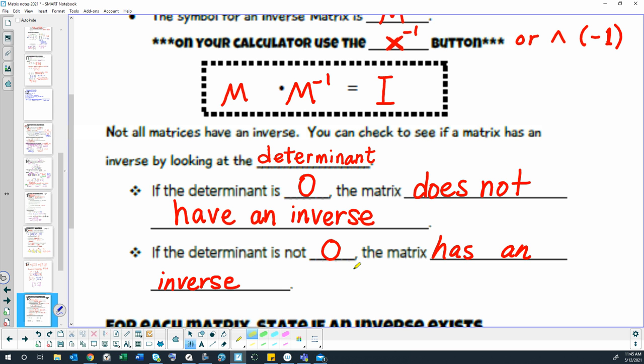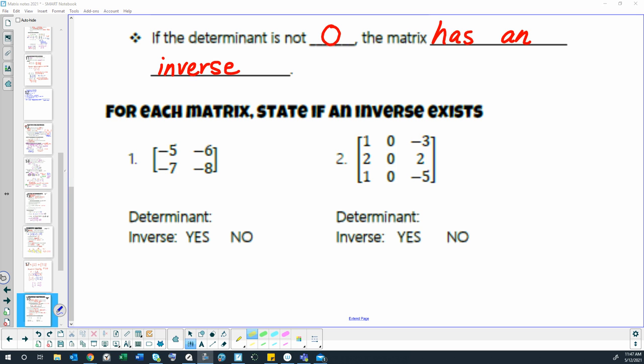Okay, it's time for us to look at a couple of examples. For each matrix, state if an inverse exists. So all we're doing here is finding the determinant. And by finding the determinant, if the determinant is 0, then we know that there's no inverse. Just in case you've forgotten how to do a 2 by 2 determinant, let me change the color here. This 2 by 2, that's what this is.